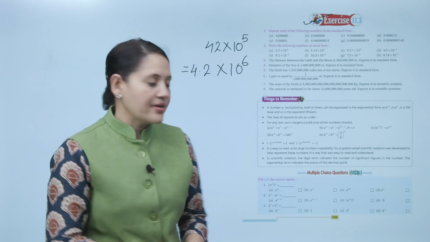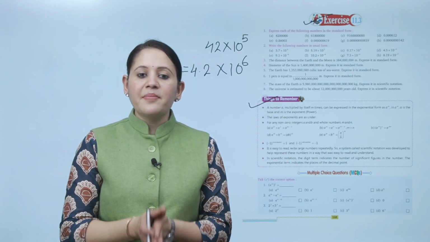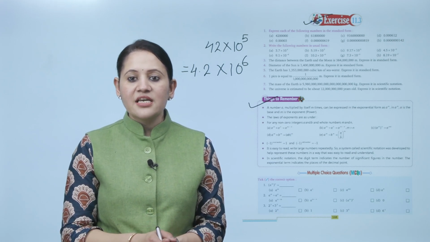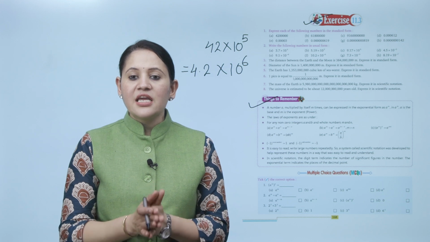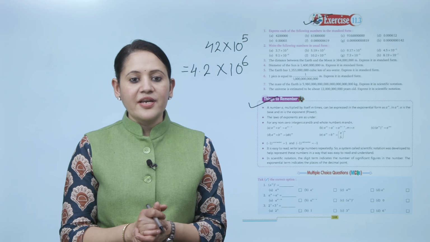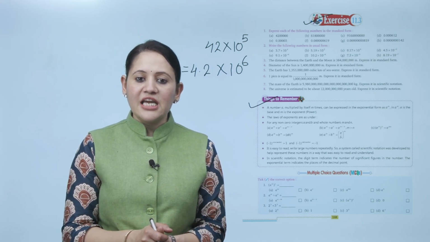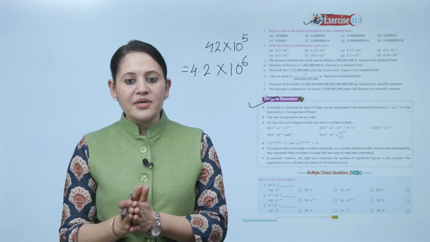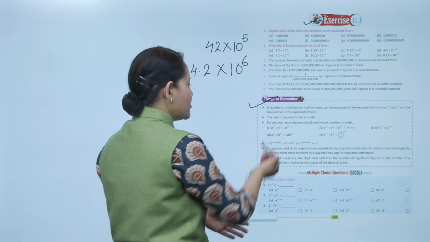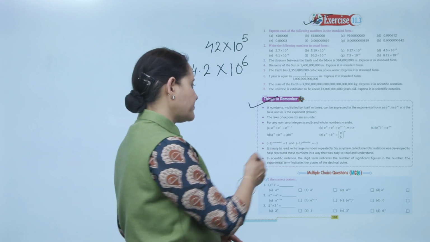Next is think, think through, remember. A number a multiplied by itself m times can be expressed in the exponential form as a to the power m. a is the base and m is the exponent or power. The laws of exponents are as under. For any non-zero integers a and b and whole numbers m and n, a to the power m multiplied by a to the power n: the base is the same, so the powers add. a to the power m plus n.